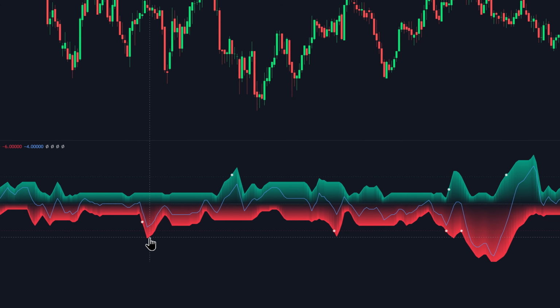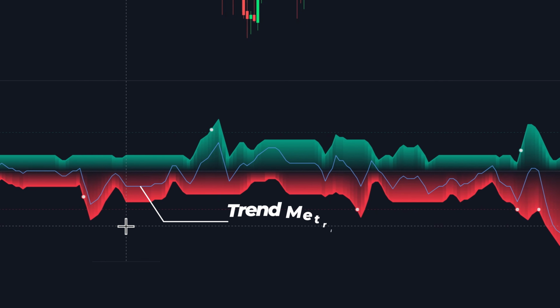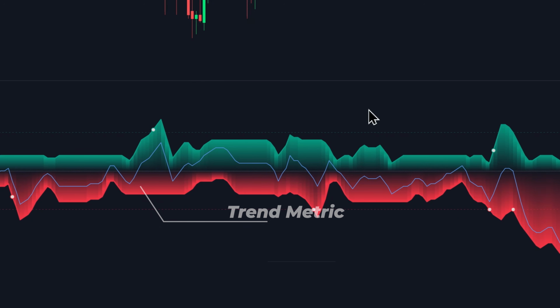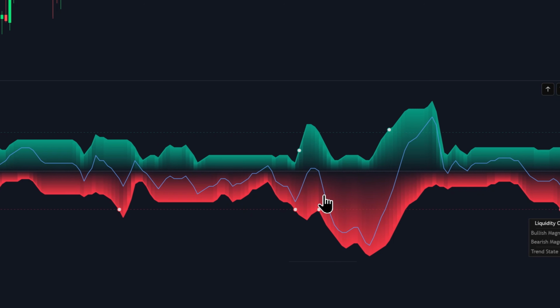Then you have the trend metric, shown in blue. This is a composite line built from the difference between bullish and bearish magnitudes, and it gives you the market's net liquidity bias. If the blue line leans upward, supply rejection is stronger. If it leans lower, resistance rejection is stronger.